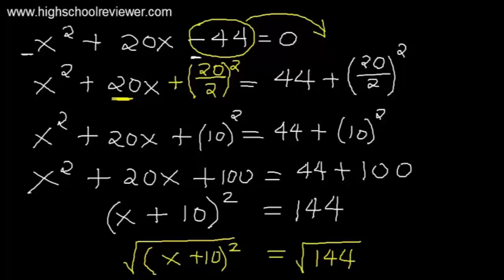Now, the square root of the quantity x plus 10 raised to the power of 2 will be equal to x plus 10. Okay, so this will be equal to x plus 10. And then the square root of 144 will give us plus or minus 12.